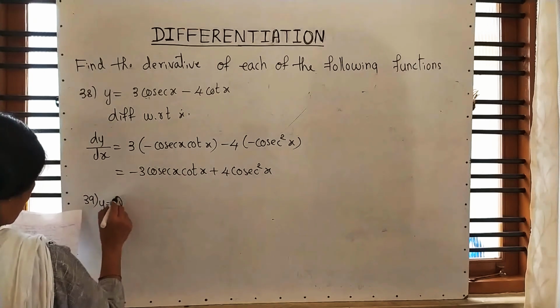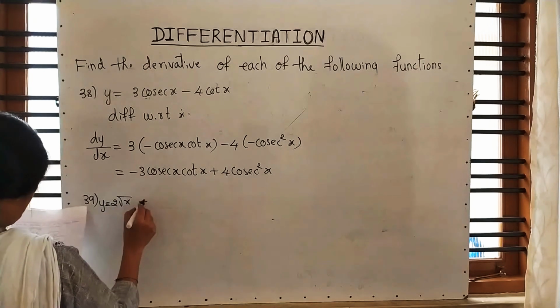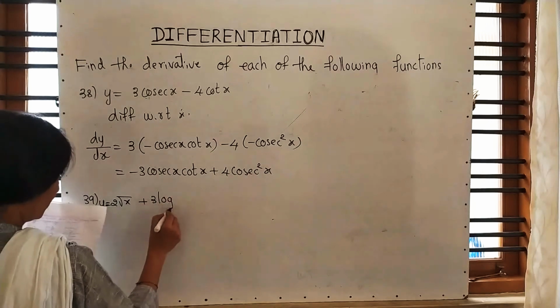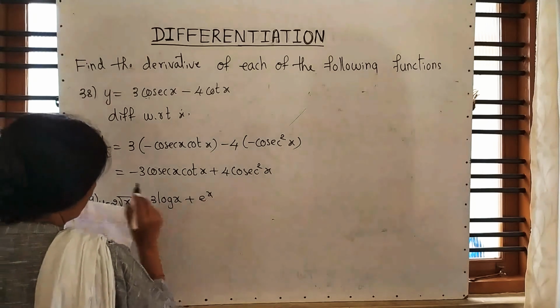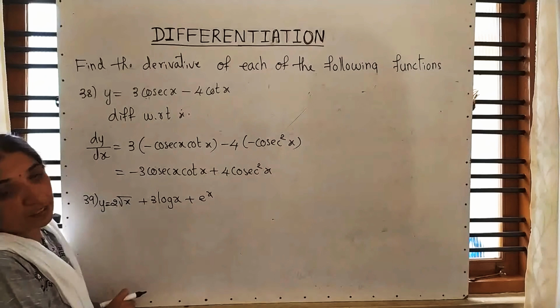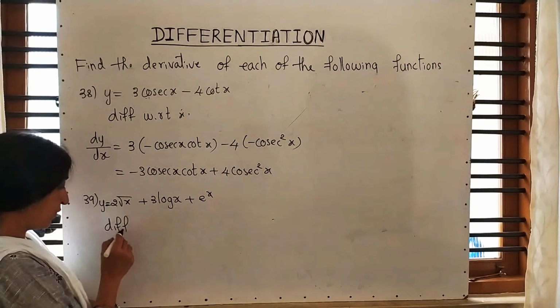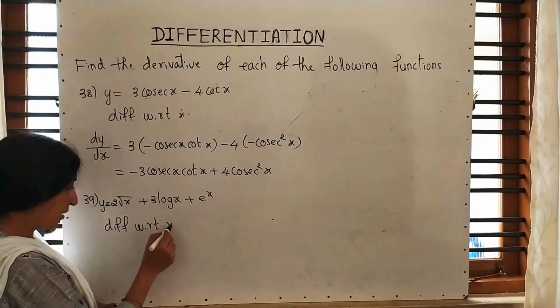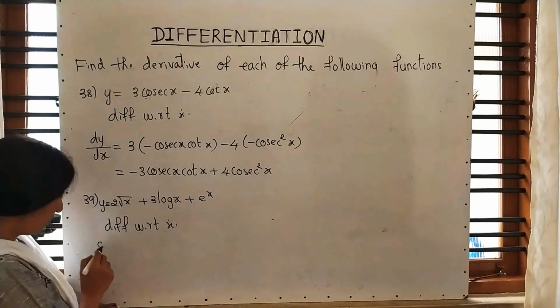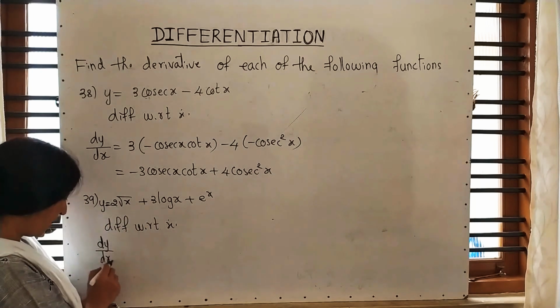y is equal to. See, it is understood if only log x is given, it is nothing but log x to the base e. Differentiating with respect to x. Now keep that formula list with you. This is dy upon dx.